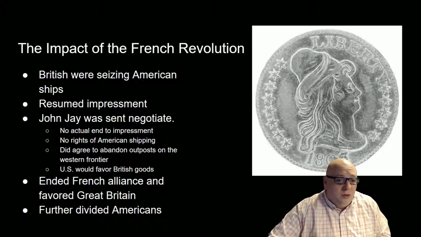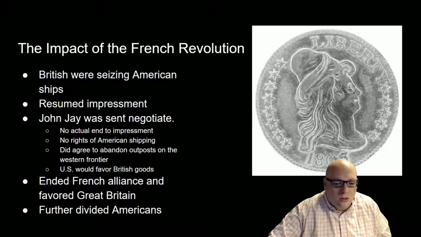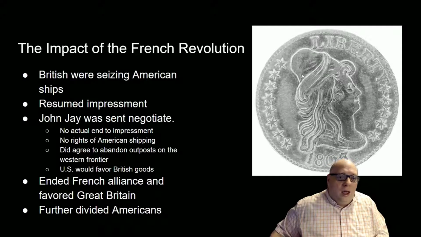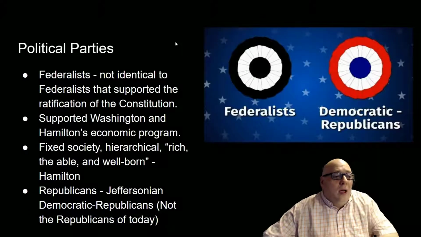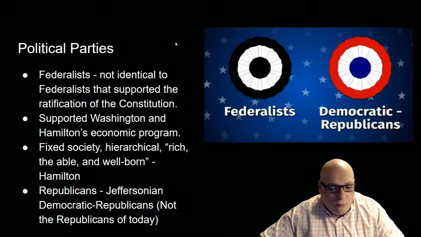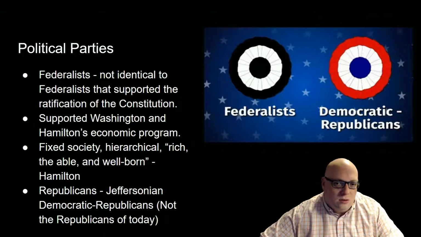And essentially what this treaty does, it ends any kind of alliance that we had with France, ruining ties that we had since the American Revolution, and further dividing Americans and actually creating political parties. So now we have the two political parties being formed out of this growing conflict of the 1790s.